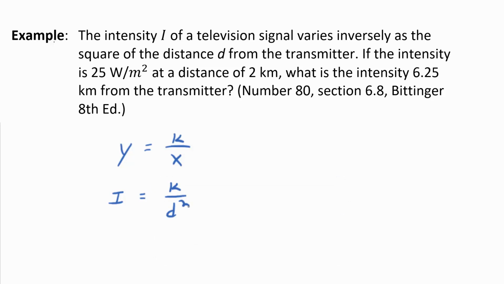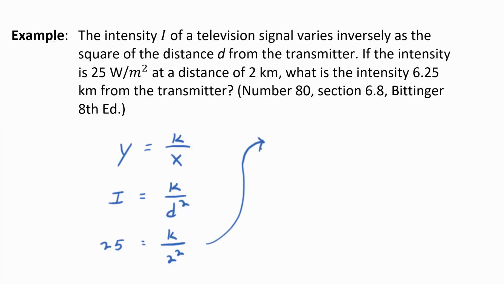Okay, so somebody went out and measured this stuff at some point. Let's take the given measurements and get k. So it says, if the intensity of the signal is 25, where would you plug that in? I. 25. If the intensity is 25 at a distance of 2 kilometers, where would you plug in the 2? In for d. So k over d, which is 2, but what are you going to do with the 2? You're going to square it.